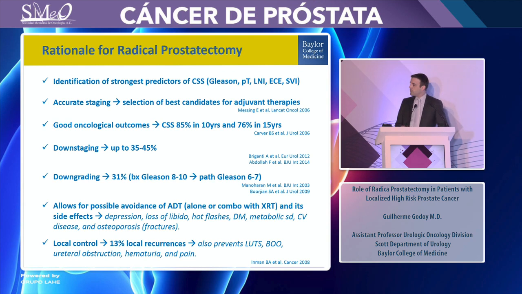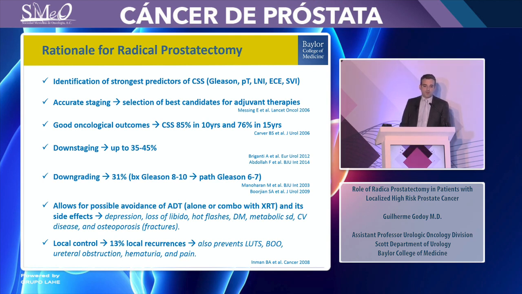So first of all, after surgery, you can identify the most important and strong predictor factors for cancer-specific survival. One of them is the final Gleason score on a specimen. Secondarily, we're going to have the final pathological T stage. We can have a final staging from the lymph node invasion, extracapsular extension, seminal-vesical invasion. So having all those factors in our hands, we have more data and more information to determine the risks that these patients have, and then the accurate staging will lead to best selection for adjuvant therapies.